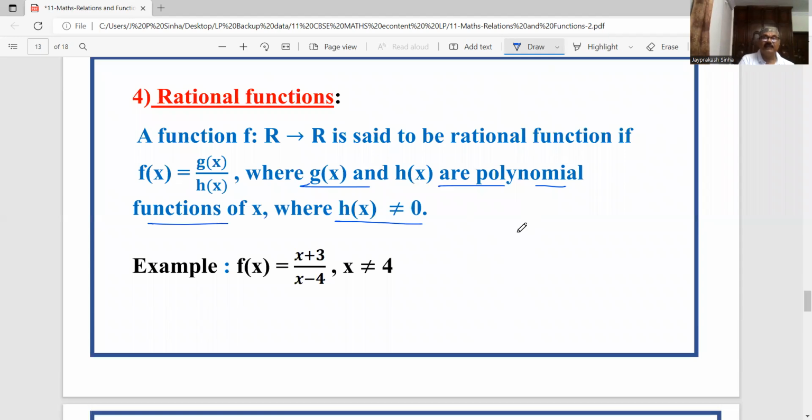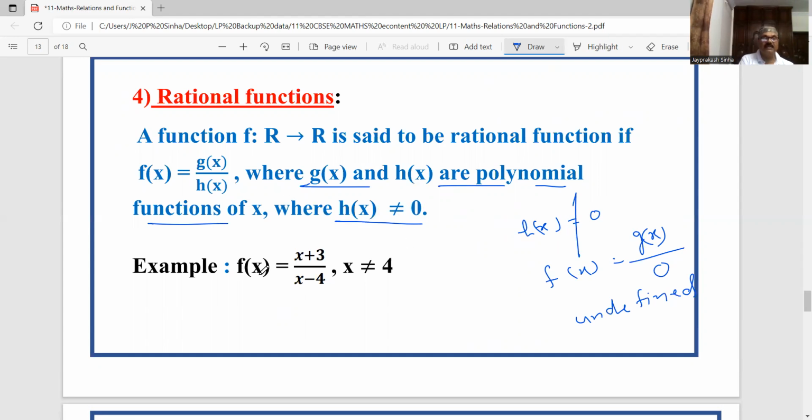Correct? Because if h(x) becomes 0, then your f(x) becomes g(x) upon 0, which is not defined. Now your function becomes undefined. So h(x) should not be equal to 0. Correct? This is the condition where h(x) should not be equal to 0.